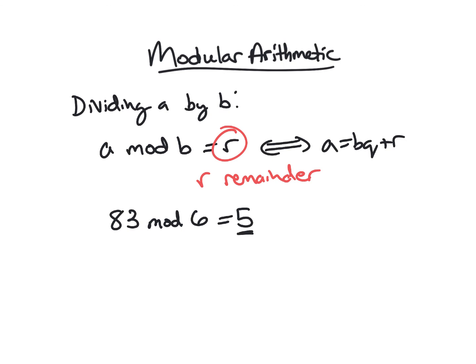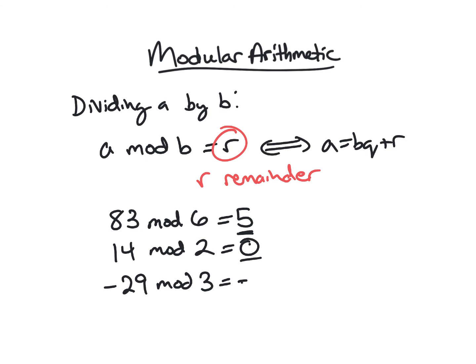This is the remainder. 14 mod 2, there is no remainder, because 2 goes into 14 7 times evenly, so that would be 0. And then that last example, we had negative 29 mod 3. To get a positive remainder there, not a negative one, this actually had to be 1, because we went in negative 10 to negative 30, and then we add 1. We had remainder 1 to get to negative 29.